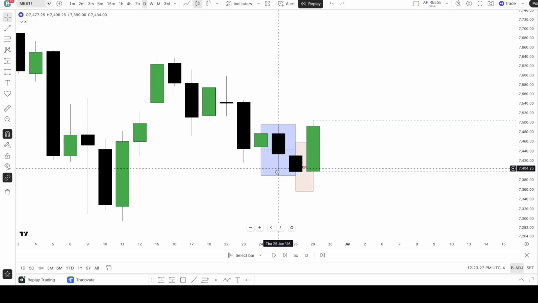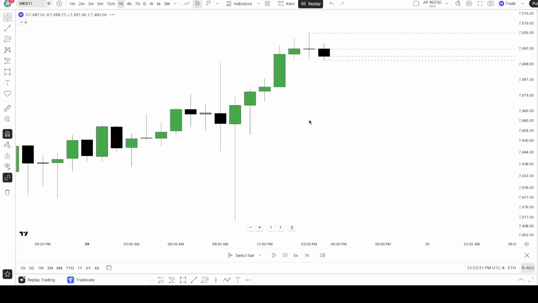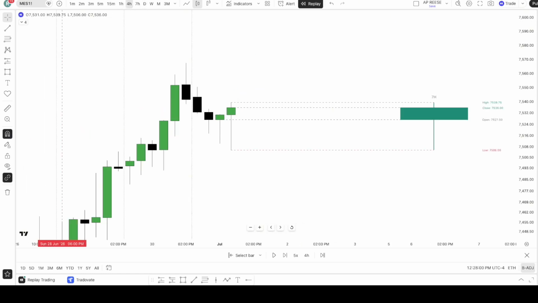I can use this one candle as my accumulation, this one candle as my manipulation, and that candle as my distribution. So now that I've shown you guys multiple examples, this is where my personal model comes into play. I don't just wake up looking for AMD. I start with the higher time frame. I ask, where is this candle trying to go?